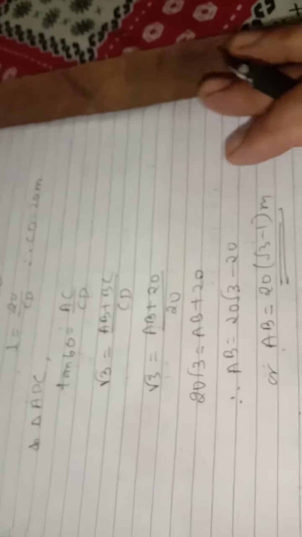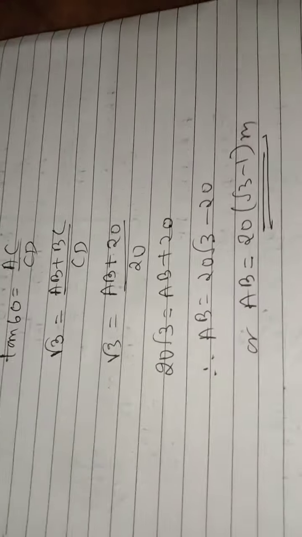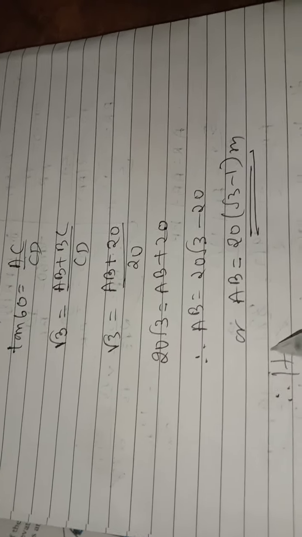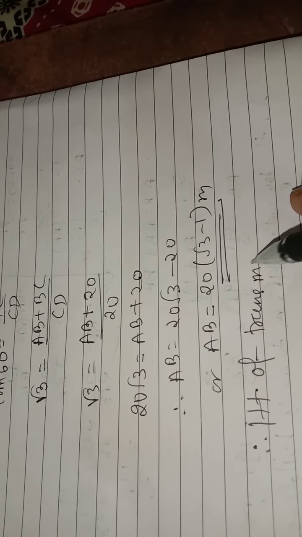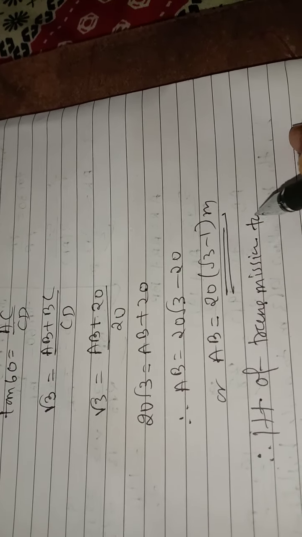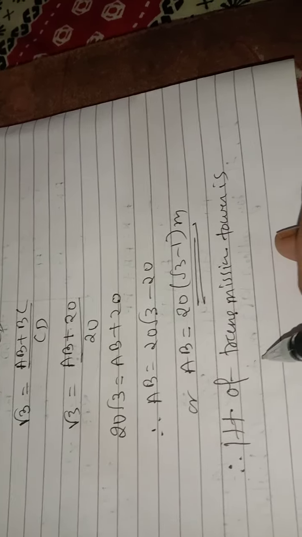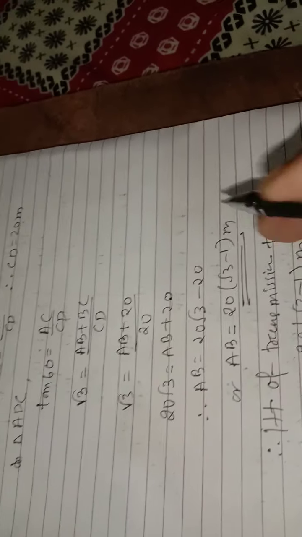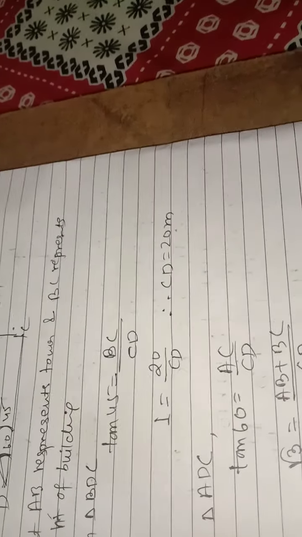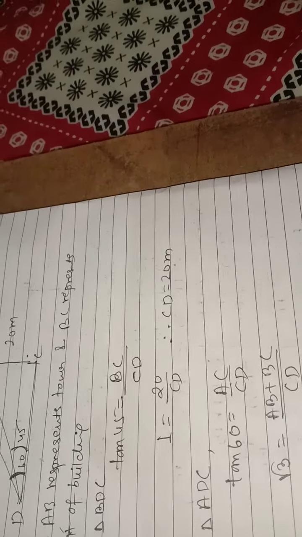No need to substitute the value of root 3. So we'll write here, therefore height of transmission tower is 20 in bracket root 3 minus 1 meter. So dear students, this is the way to solve the numericals. As usual, 4 and 5 are given as homework. I solved 6 and 7. Clear? So now question number 8.